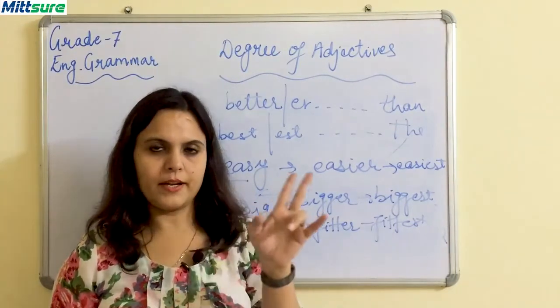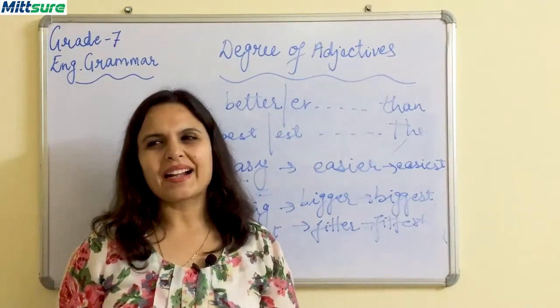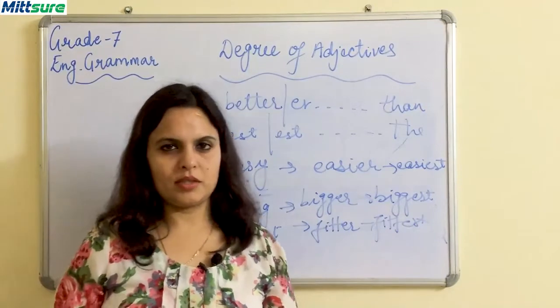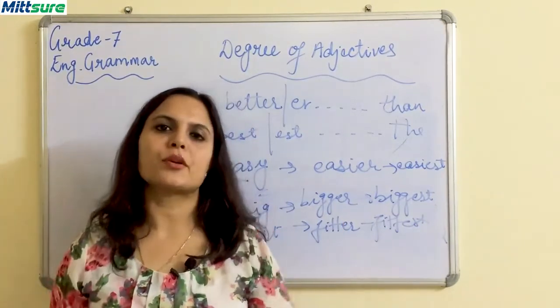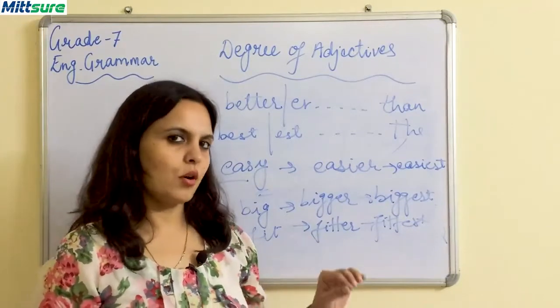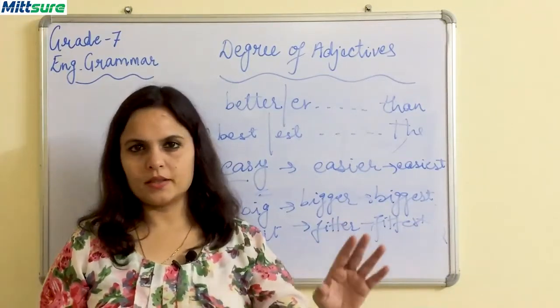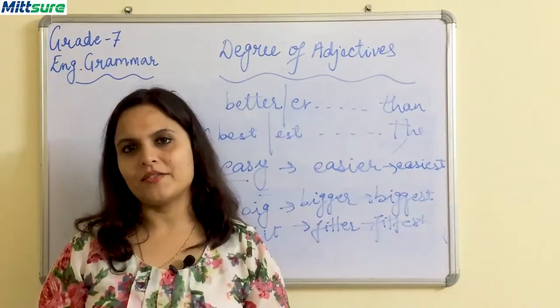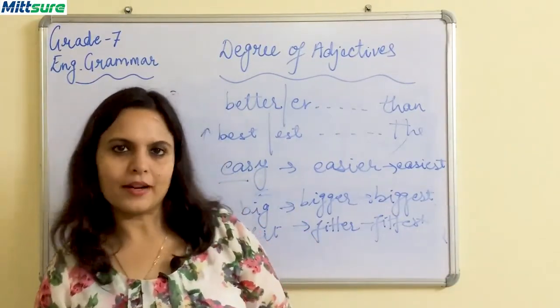Two syllables here, right? Active. So here: active, activer, activiest, too many syllables, right? So to remove that repetition of the syllables, we will simply add "more" in front of the word to make it a comparative degree and "most" in front of the word to make it a superlative degree. So more active, most active, right?